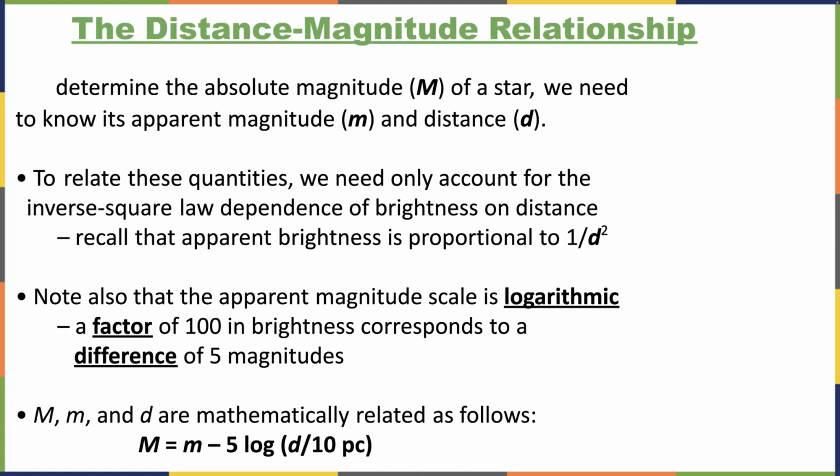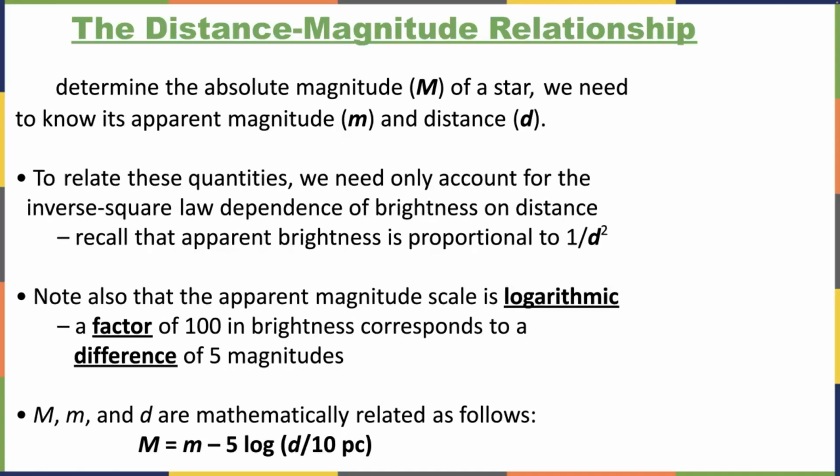In order to determine the absolute magnitude of a star, we need to know its apparent magnitude and the distance, right? To define an absolute magnitude, we need two things. Number one is the apparent magnitude, and number two is the distance. From our previous discussion, we can find the apparent magnitude. There is no issue with that. And from the parallax method, we can find the distance, right? So once you know these two quantities, you can easily find the absolute magnitude, right?